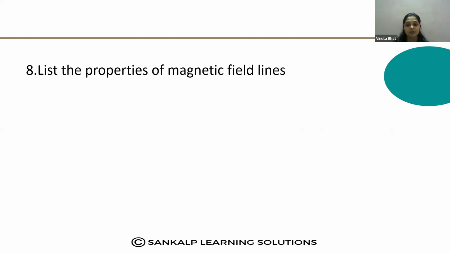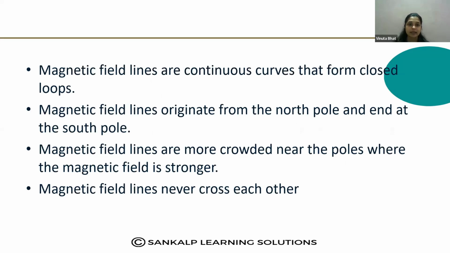List the properties of magnetic field lines. Yes, magnetic field lines are continuous curves that form closed loops. Magnetic field lines originate from the North Pole and end at the South Pole. Magnetic field lines are more crowded near the poles where the magnetic field is stronger. Magnetic field lines never cross each other.